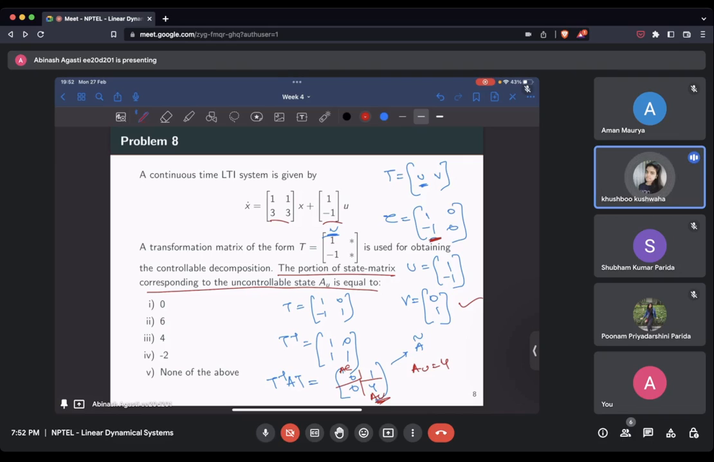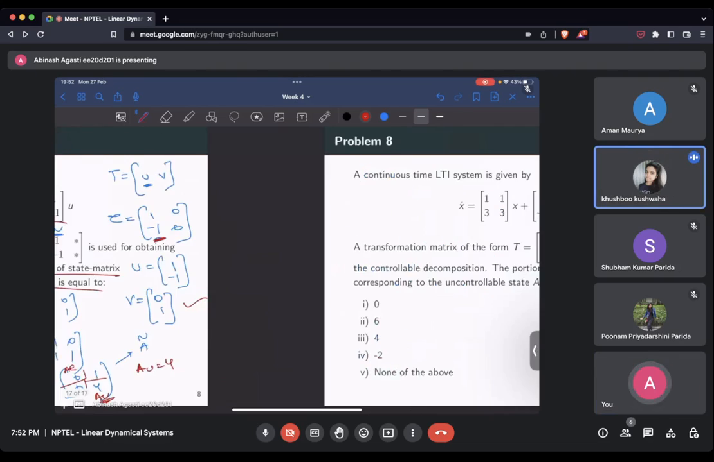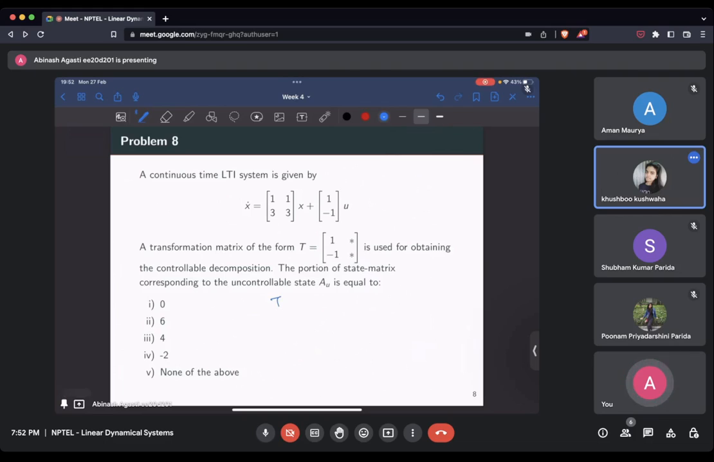Not necessary, sir. Okay, why do you say that? Because we can take 1 and 0, then we can find T and T inverse. Okay, let's try that. Let's take 1 minus 1 and 1 0. Let's try the same process. I know it's getting a little tiresome, but let's just try this. Then we'll see something.